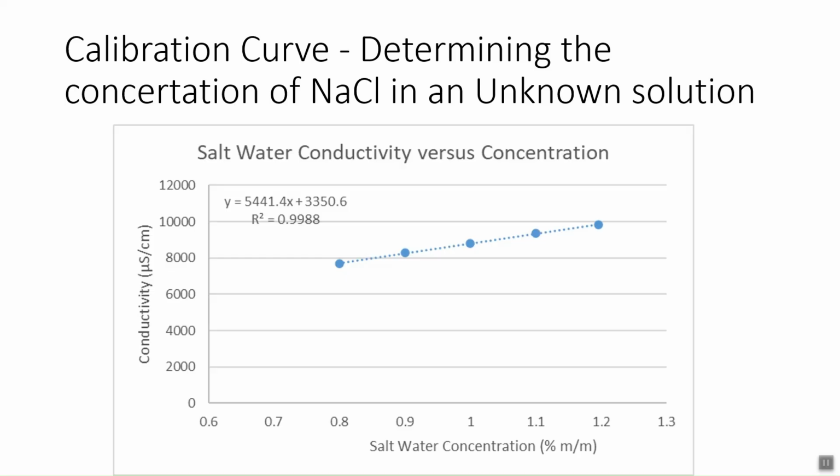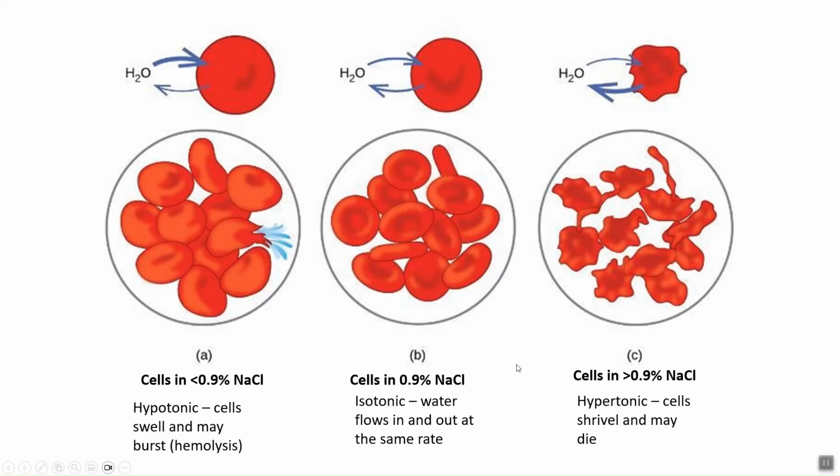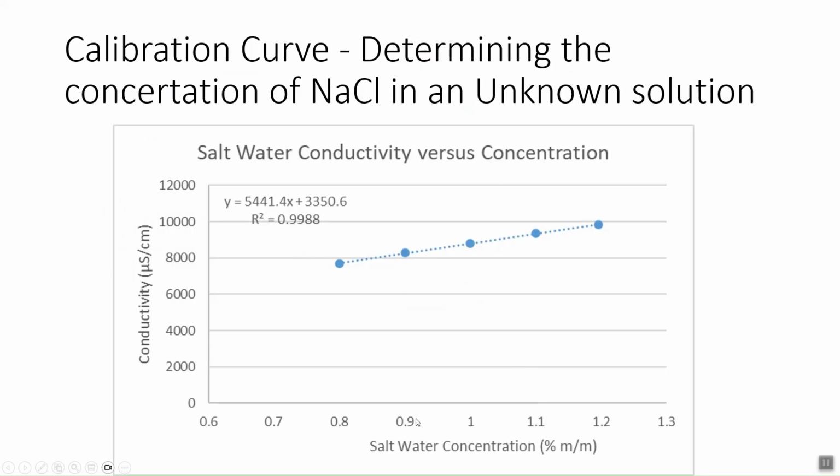Well, needless to say, if we're going to make a calibration curve of known mass percent solutions, we're going to need a 1.2, a 1.1, a 1, a 0.9, and a 0.8% solution. So in the next section, we'll talk about how we're actually going to make those solutions.